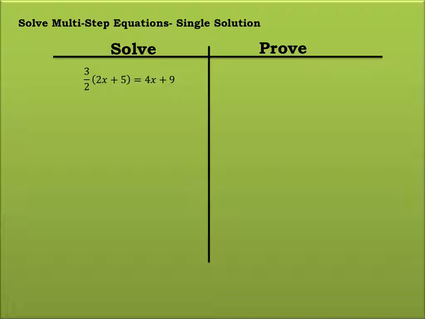Hello, Mrs. Jackson here. We're going to take a look at how to solve multi-step equations, and in this case we have a single solution. Alright, so we got a bunch of stuff going on here. We've got some variable terms on both sides of the equal sign. We've got a grouping here, in this case in parentheses, and we've got a fraction in front of it that we're going to have to deal with.